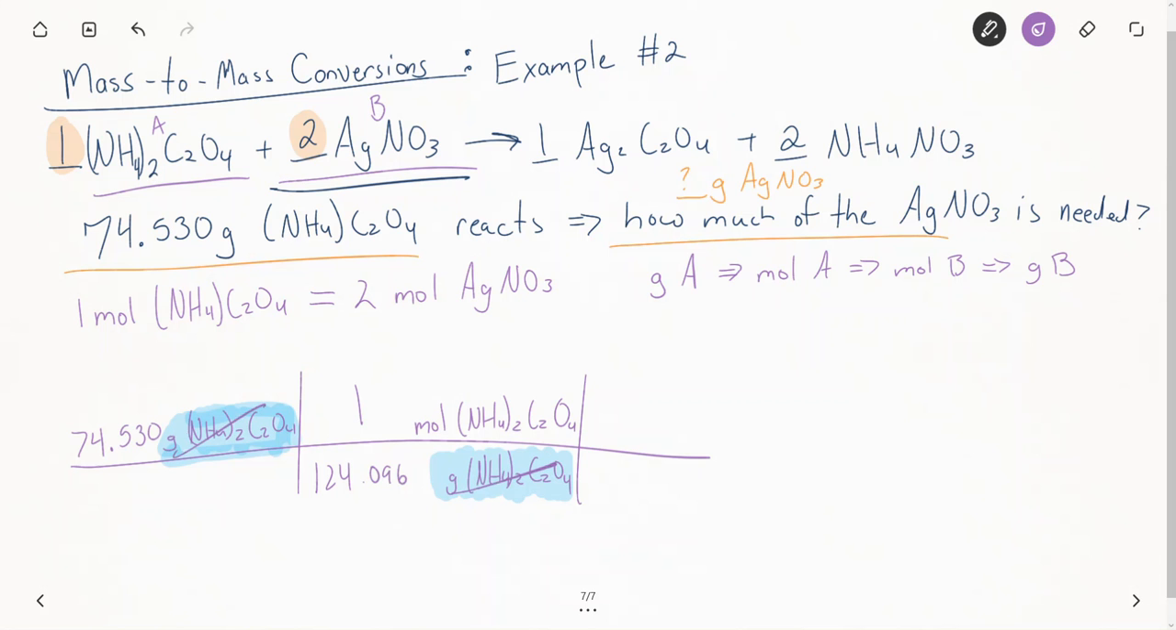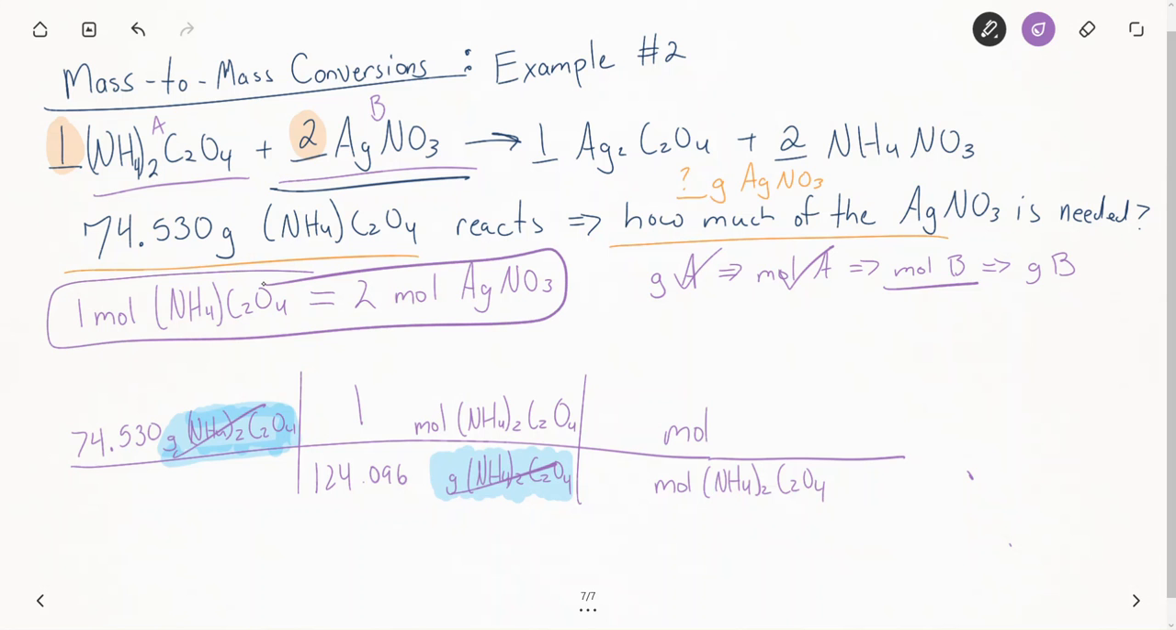In this next place here, we've got those units taken care of. I need to copy moles down below here. So moles of the NH4 2C2O4. So we've done grams to moles. Now we need to go to moles of the second substance. So mole over mole. This is where we're going to use our mole ratio up here. This is where this becomes important.